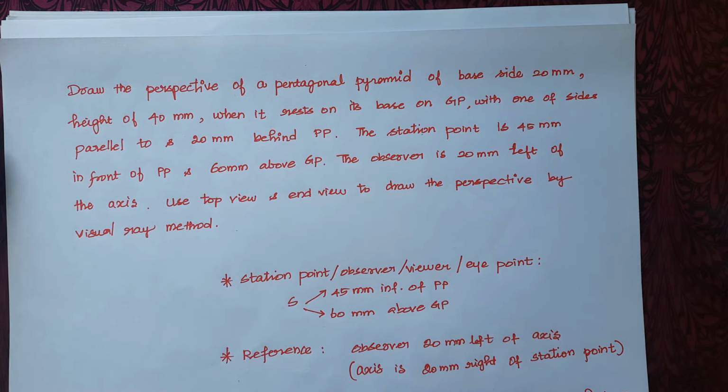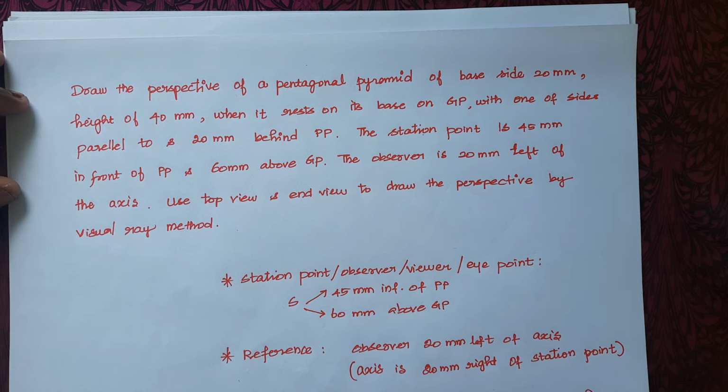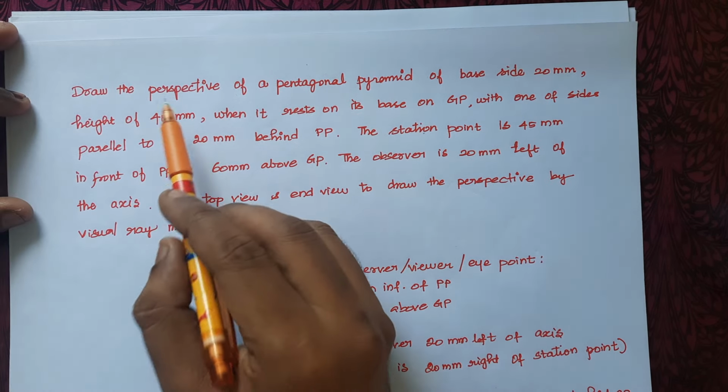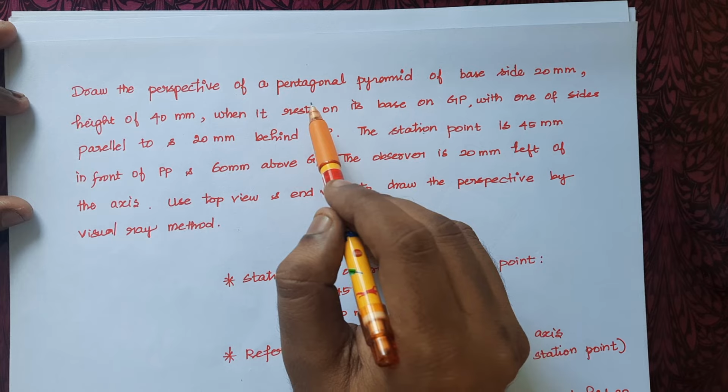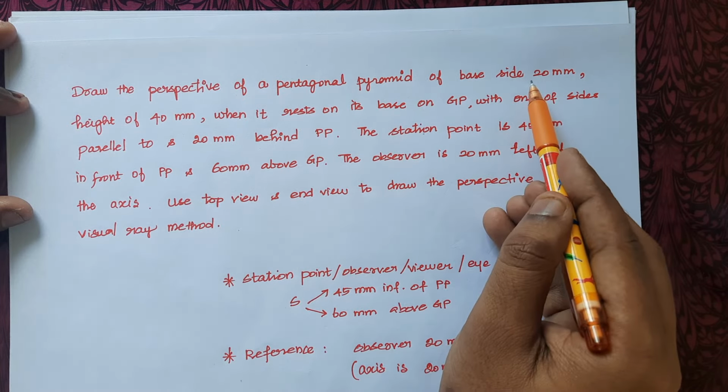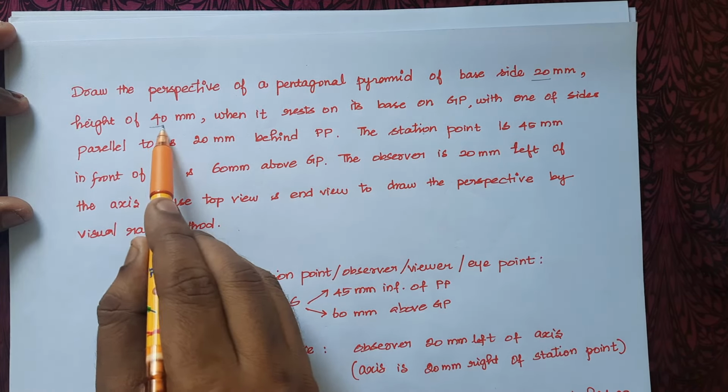Hello, in this video, we are going to see how to draw a pentagonal pyramid in perspective projection. Let me read the problem now. Draw the perspective view of a pentagonal pyramid of base side 20 mm and height of 40 mm.